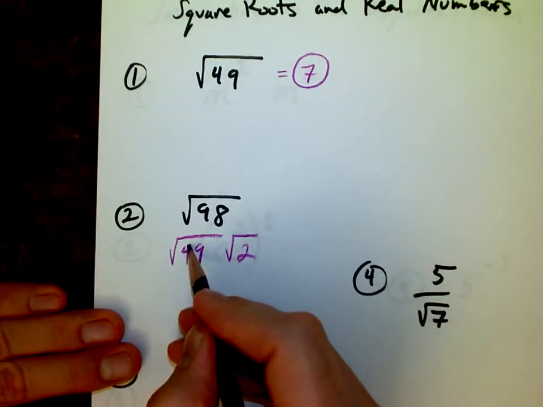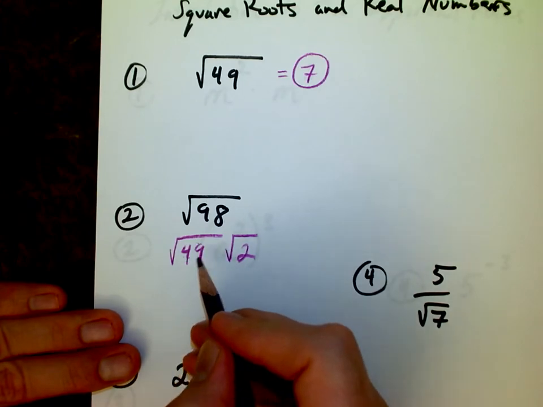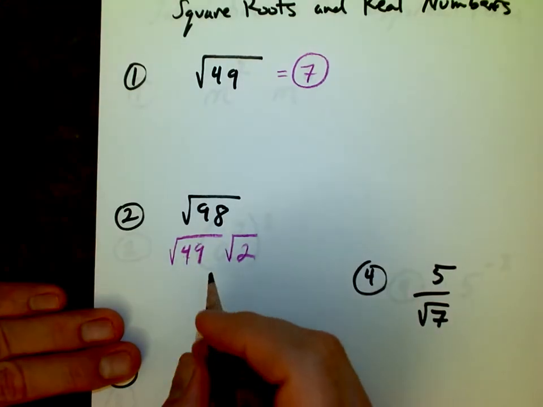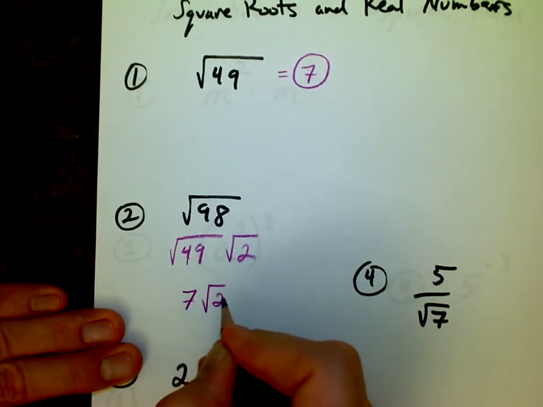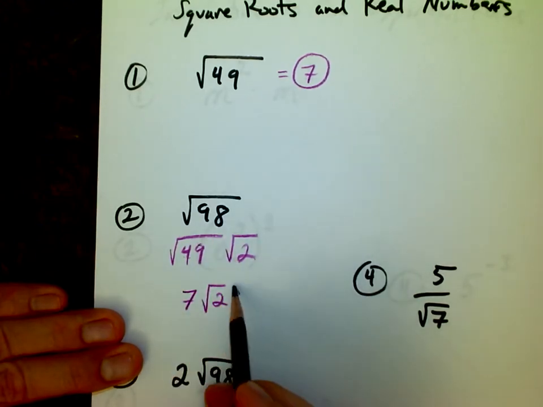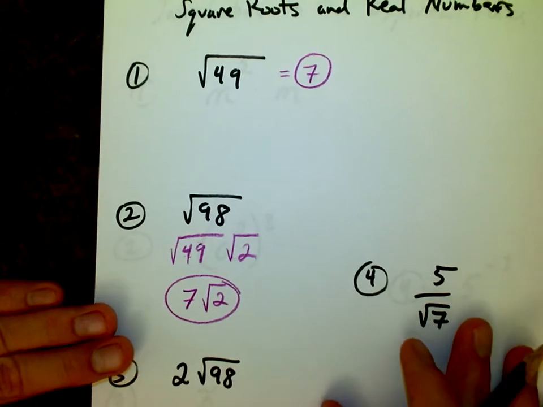Now, what makes this nice is 49 is a perfect square. So what we can do here is say the square root of 49 is 7. So we can simplify the square root of 98 as 7 square root 2.